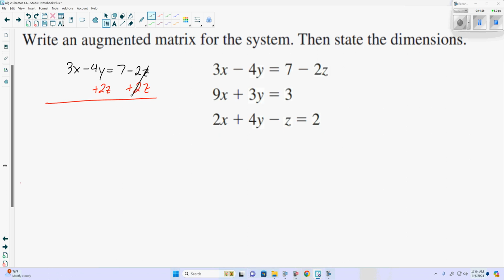Now on the left-hand side, negative 2z plus 2z is 0, telling us that we have 7. Well, we still have 3x. We still have our minus 4y. We just now have plus 2z. Because none of those are like terms, we can't combine them, but we do get this here. So we don't have that equation anymore. We have 3x minus 4y plus 2z is equal to 7. Okay.